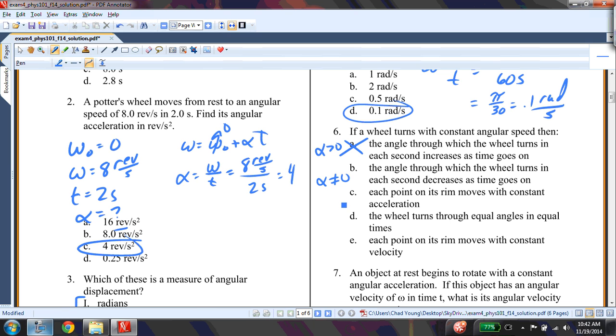Each point on its rim moves with constant acceleration. Actually the acceleration is changing throughout time, because if I imagine this thing moving in this direction, up at this point my acceleration is in that direction. At this point my acceleration is in that direction. So it's not constant because the direction changes. The wheel turns through equal angles in equal times. That's what it means to have constant angular speed. And each point on the rim moves with constant velocity. For a similar reason, this is not true because the velocity vector is constantly changing.